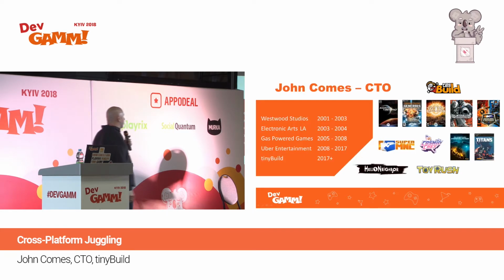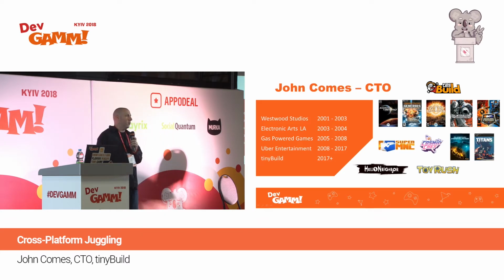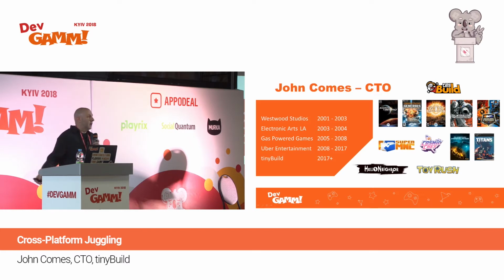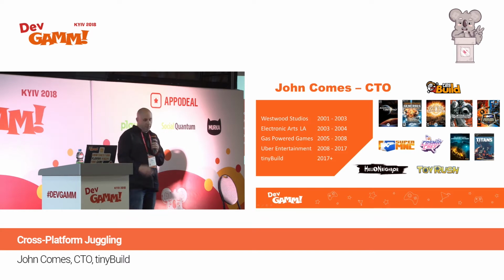So first, a little bit about me. My name is John Combs. I'm the CTO of tinyBuild. I have been for the last 5 months, so it's relatively new for me. But I've been in the industry for a long time. I'm going on 17 years. You can see the games I've worked on and where I've been.